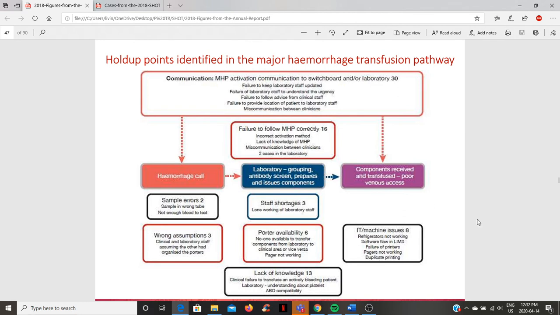So where are the holdups? So they're saying what some of the main problems with massive hemorrhage protocols is that there are delays in certain places. So they're even tracking those. And if we start at the very top here in the big box, 30 cases here had to do with communication. Failure to keep lab staff updated, failure of lab staff to understand the urgency, failure to follow advice from clinical staff, failure to provide location of patient, miscommunication between clinicians. Okay, lots of communication needs to happen with the massive hemorrhage protocol.